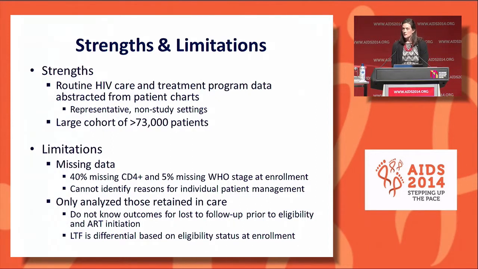However, we are missing CD4 data on about 40% of the cohort at enrollment, but most patients did have WHO stage data at enrollment. We also don't have data on the individual provider and patient reasons for why treatment may not have been initiated. And we only have data on those patients who were retained in care. We don't know the outcomes of the patients who were lost to follow-up. However, we do know that loss to follow-up is differential based on health status at enrollment, with patients who are not eligible for ART being more likely to be lost.